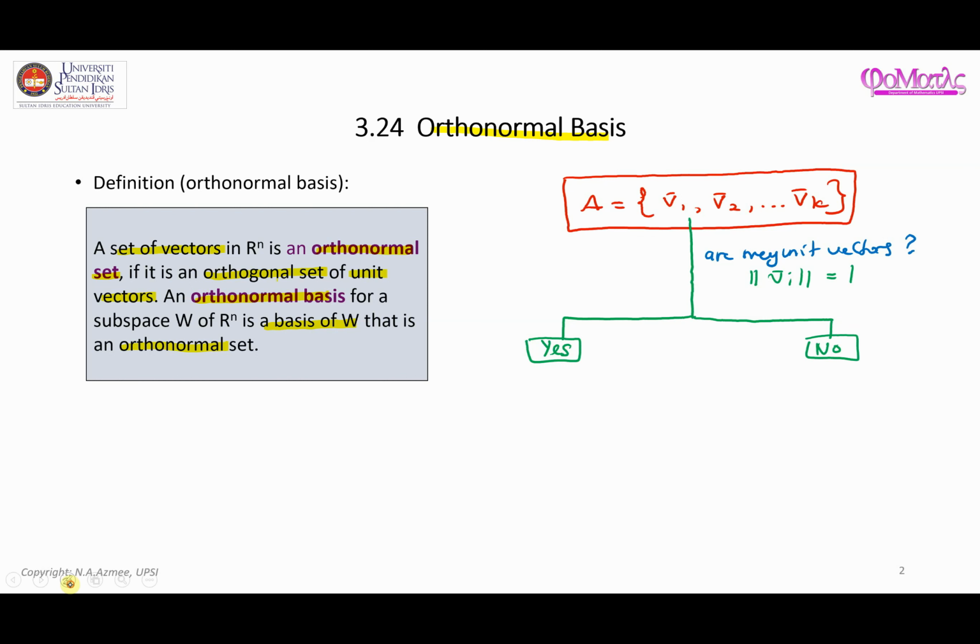Next, if they are unit vectors, then we go on and check, are they orthogonal? What's the meaning of orthogonal? It means that when you consider the dot product of all possible combinations of these vectors, the answer has to be equal to 0. That is how to check whether they are orthogonal or not. Again, there can be two answers to this question: yes and no.